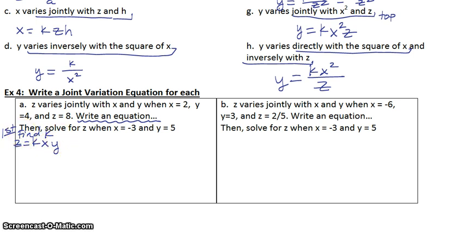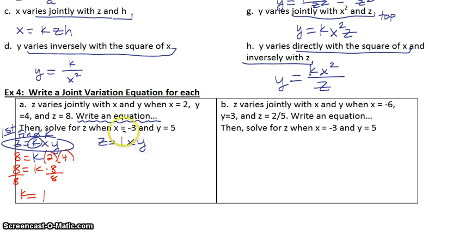I'm going to plug in z, x, and y, and then I'm going to solve for k. So when I solve for k, I have 8 equals k times 8 divided by 8. K is equal to 1. So first find k, but that's not our answer. So our answer is only when I take my equation and plug in k. So z equals 1 times xy, or you could just, in this situation, since it's 1, you could just say z equals xy. But that is my first part of my answer.